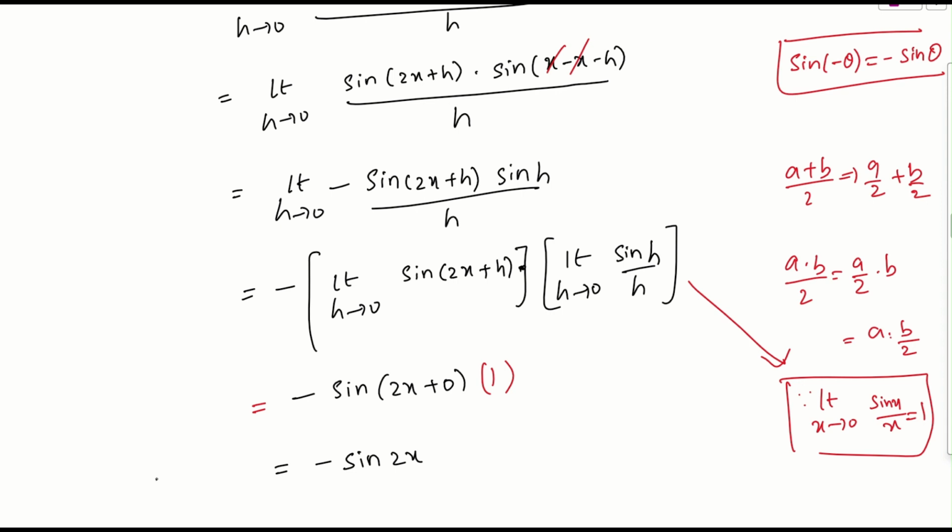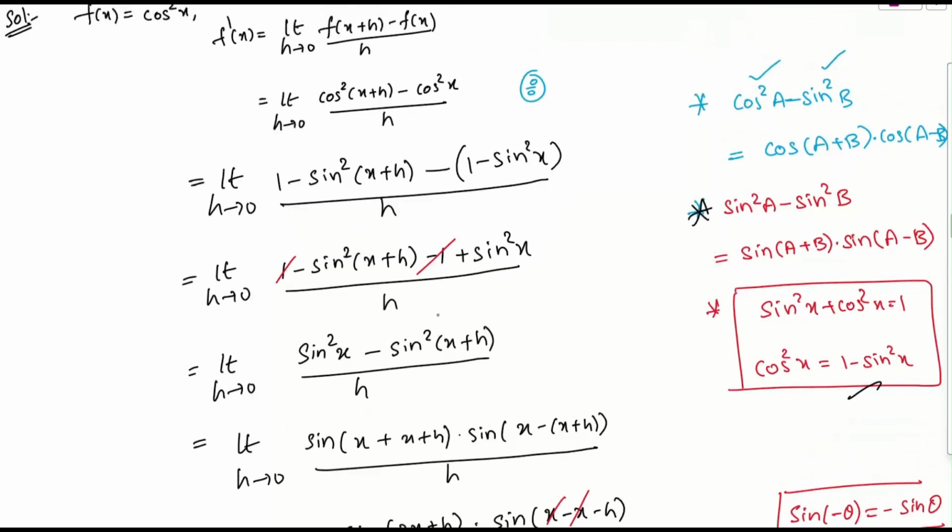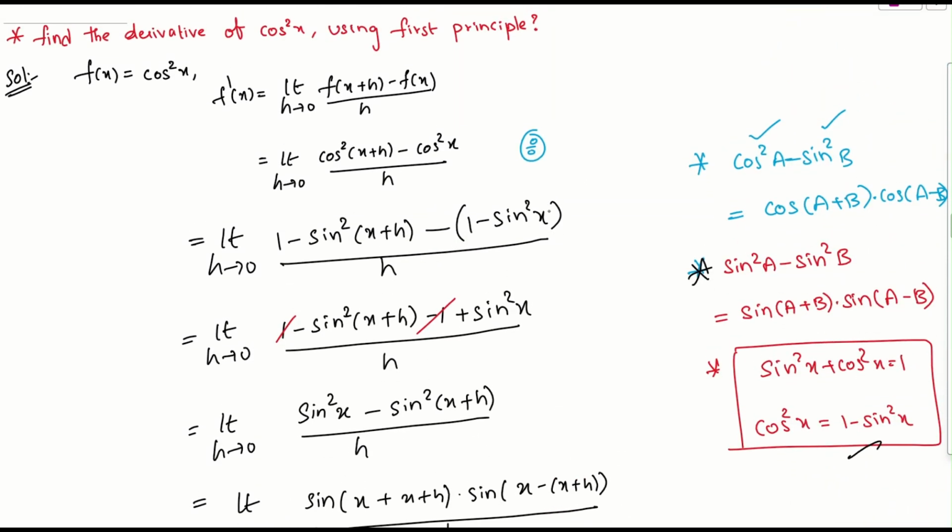This is the derivative of cos square of x. These formulas we can directly find with the help of derivative properties. But specifically, if they ask you to use the first principle, this is the way of doing it. I think you understood the concept, right? Okay, then thank you.